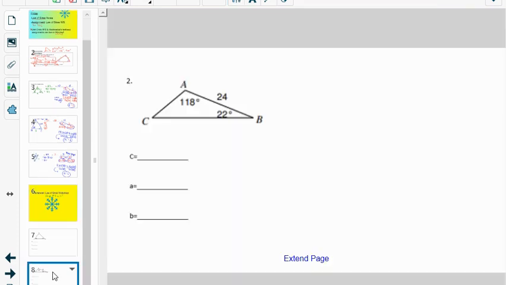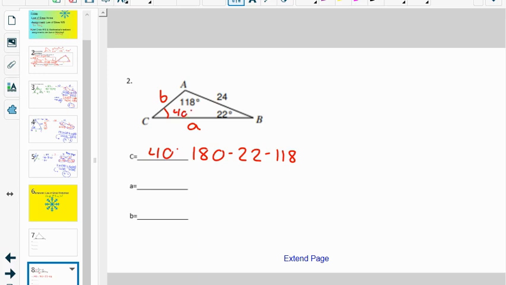I'm going to go ahead and do a couple of problems with you guys to get you started on your homework. Starting with number 2. Number 2 says that we are looking for angle C, we're looking for side A, and we're looking for side B. So I'm going to first start by finding angle C. Just subtract the angles that you know from 180 degrees. You can do that in your calculator. That will get you 40 degrees for angle C.